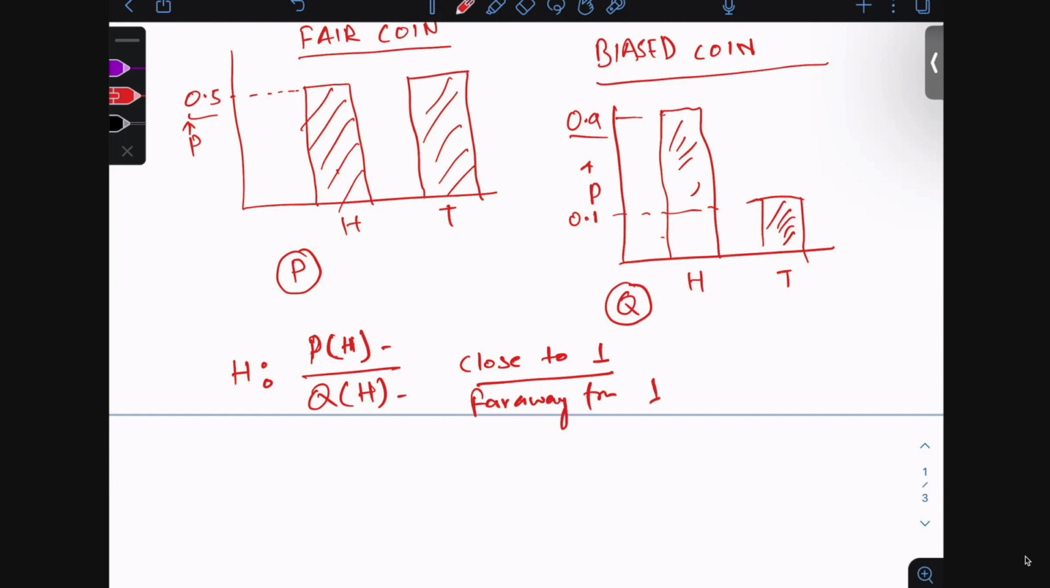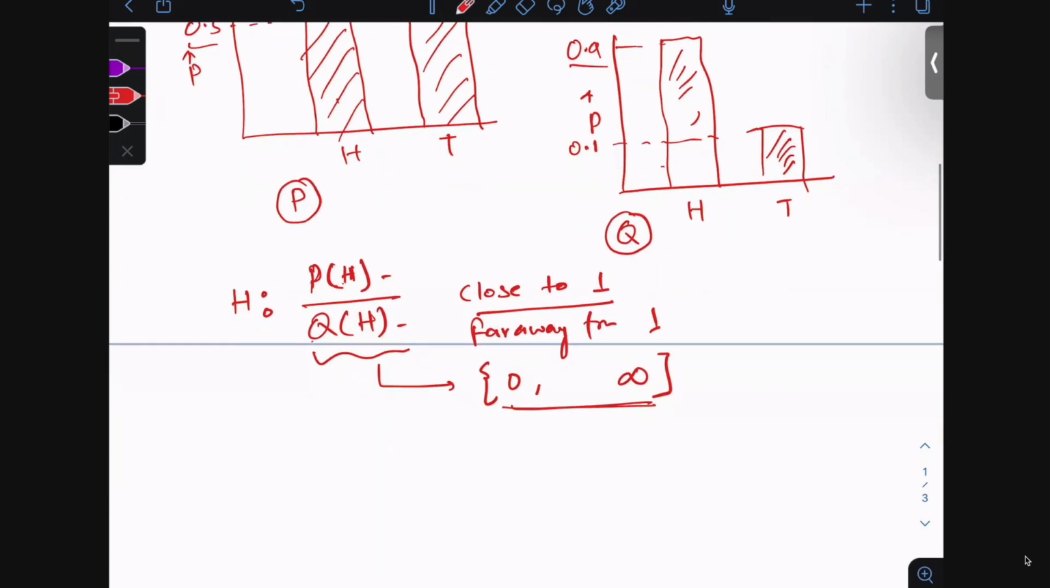But how dissimilar? Then again, we'll see that the numerator and denominator, both pH and QH, are positive numbers greater than 0. Then the range of H, or this number, can be between what? Ultimately it can be 0 at minimum, or on the positive side it can be infinity if QH becomes very small. This will be the range of this ratio, correct? So the closer to 1 it gets, the more similar the probabilities.